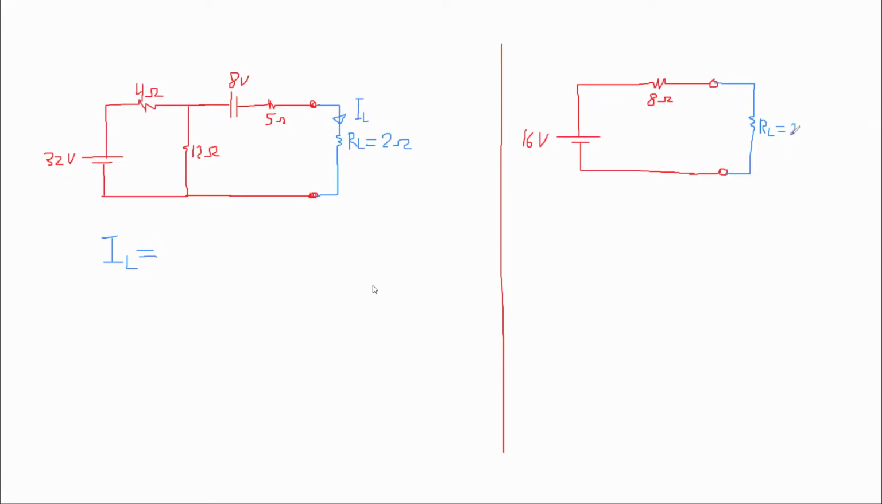Okay, so I'm just gonna erase this one and erase this part. So the load RL is changing. This is for RL equals 8. And you're gonna get the same result here, 1 ampere.